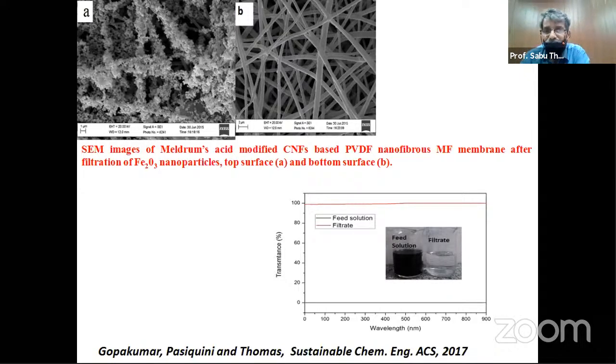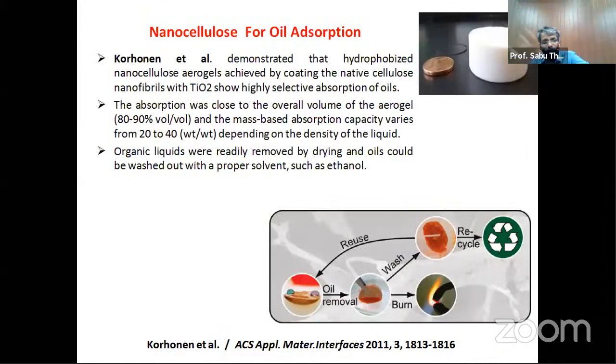Now I wanted to show you some very nice work of Korhonen and group in Finland. Their group is very active. We also learned something from their group. The Finland group was also here in my laboratory for a conference. You know what they did?